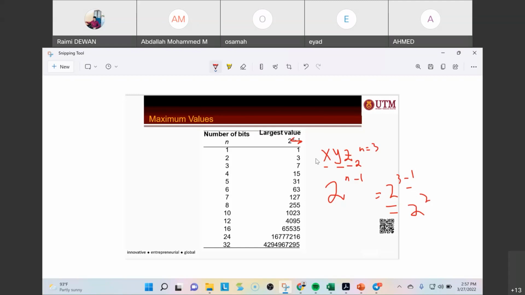Okay, the module is correct, but the slide is incorrect. So this one is actually 2^N minus 1. If you have a 3-bit system, it should be 2^N minus 1. So for a 3-bit system, 2^3 minus 1, which means 8 minus 1, 7. The largest value in a 3-bit system is 111, all 1s in binary, and it is equivalent to 7 in the decimal system. Understand? The largest is 7.